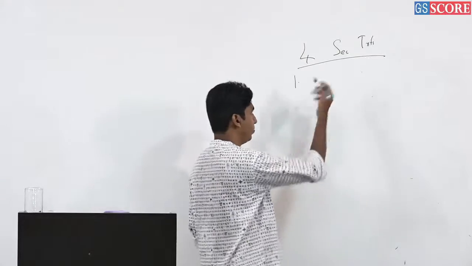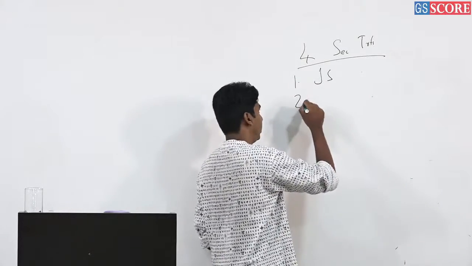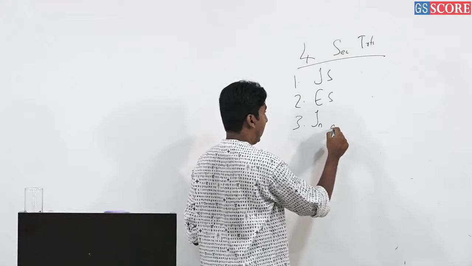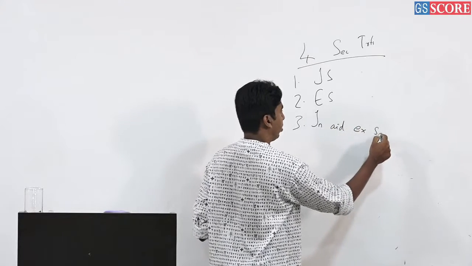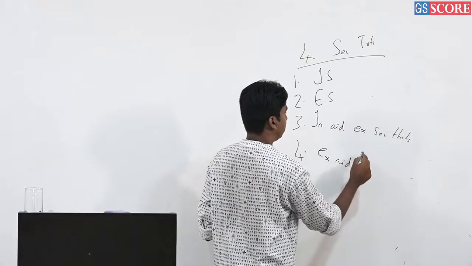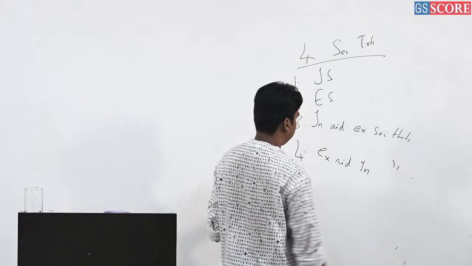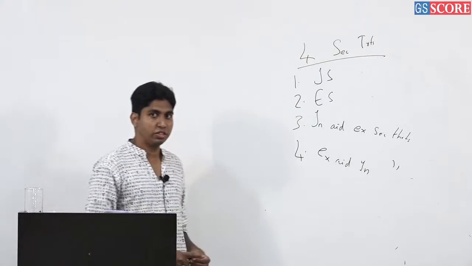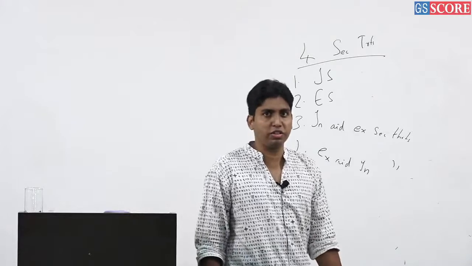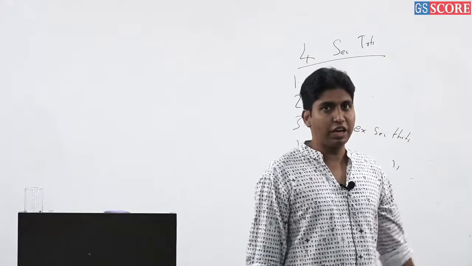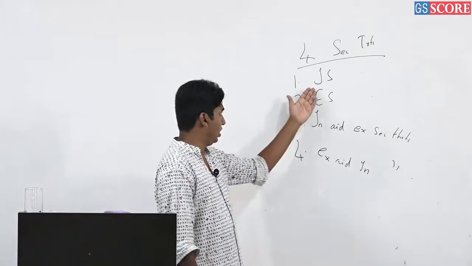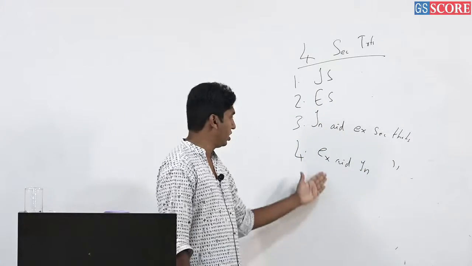What are they? First is IS, internal security. Second is ES, external security. Third is internally aided external security threats. And the fourth is externally aided internal security threats. These are the four security threats given by Kautilya. Even today we are facing these four security threats, and a state should take care of them. Not only our country, most of the countries in the world face these security threats, like internal security, external security, internally aided external security threats, and externally aided internal security threats.